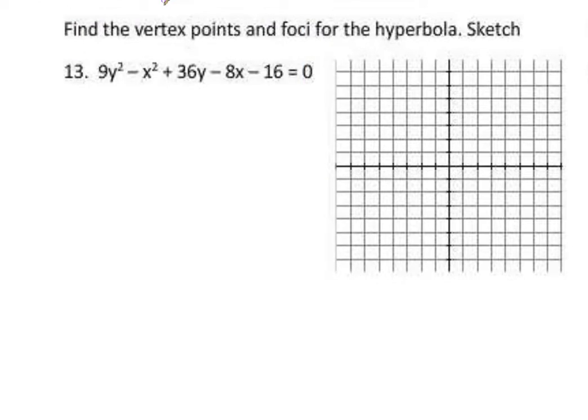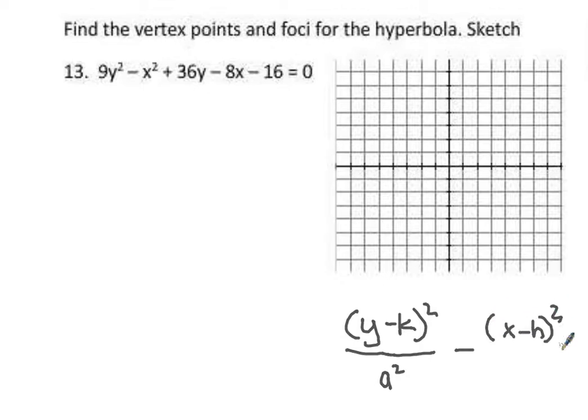Okay, in this problem, we're asked to find the vertex points and foci for a hyperbola. We're told it's a hyperbola, but we can also identify it because there's a y squared term minus the x squared term. Anytime we have a minus here, you're going to have yourself a hyperbola. So our general form that we're trying to make it look like is, in this case, y is positive, so let's make it y minus k squared over a squared minus x minus h squared over b squared equals 1.